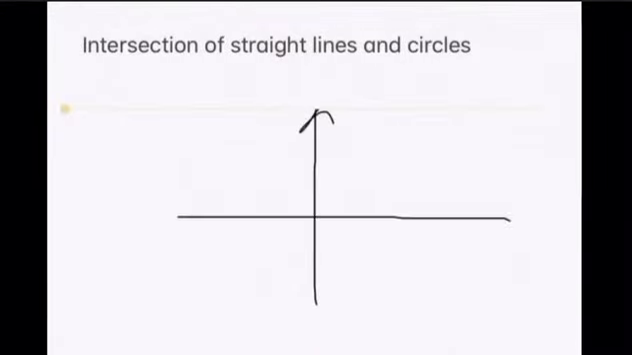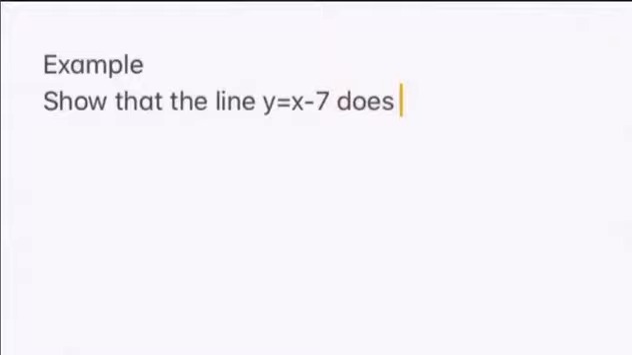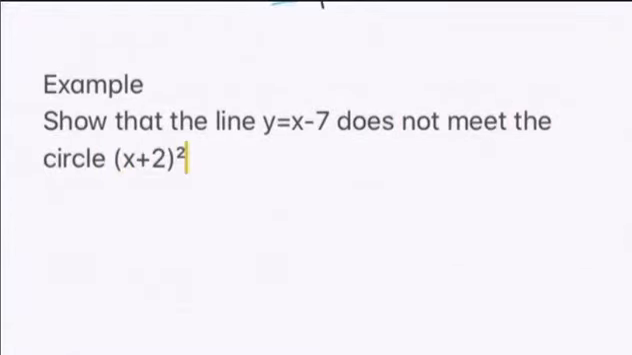You can use algebra to find the coordinates of intersection of a straight line and a circle. A straight line can intersect a circle once, which is basically the tangent, twice, or not at all. Let's look at an example in which we have to show that the line y equals x minus 7 does not meet the circle (x plus 2) squared plus y squared equals 33.